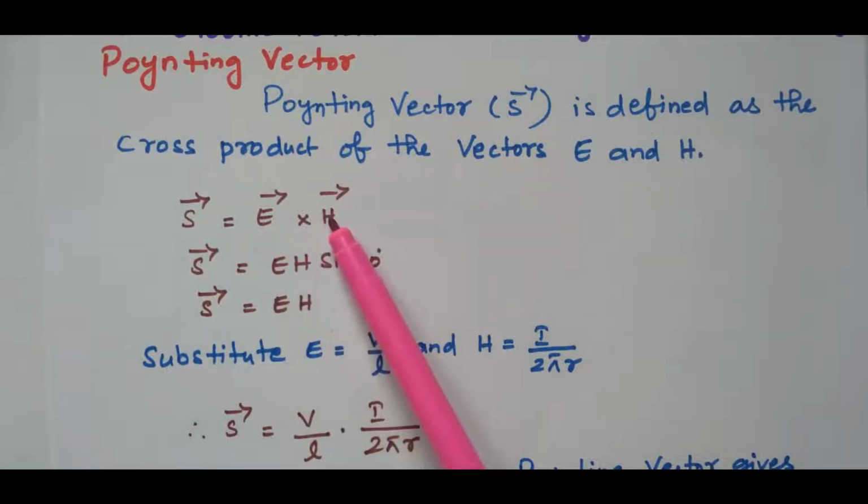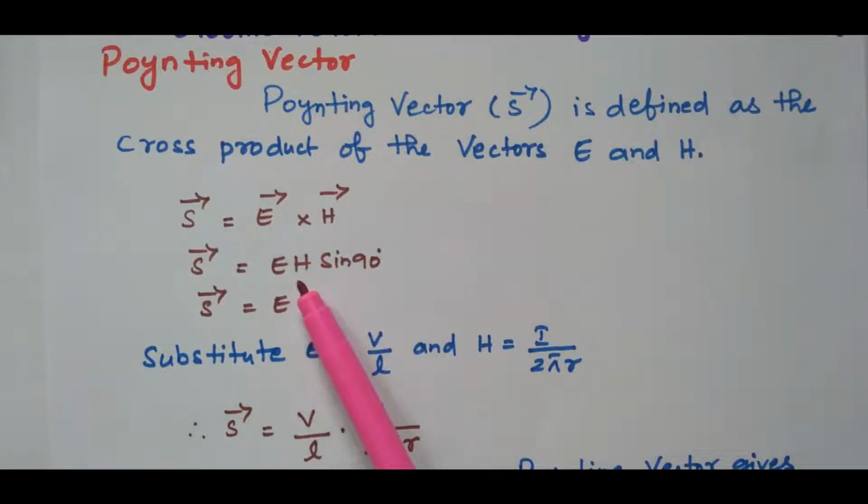What is A vector cross B vector? AB sin theta. So E vector cross H vector equals E into H into sin 90, because the angle between E and H is 90 degrees. So sin 90 is 1. So S equals E into H. The Poynting vector S equals electric field multiplied by magnetic field.